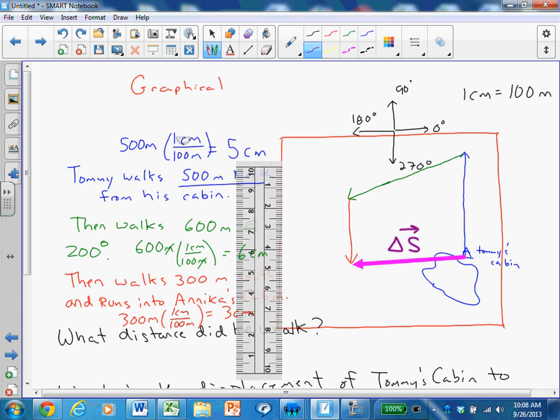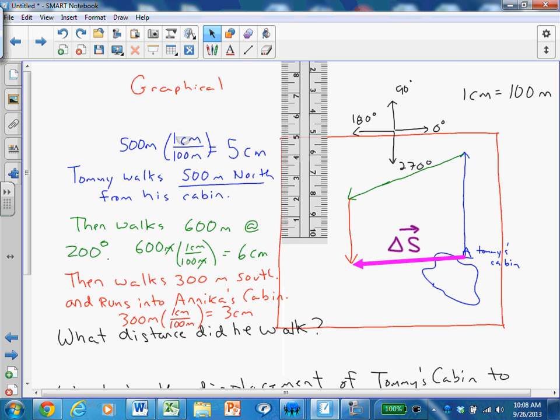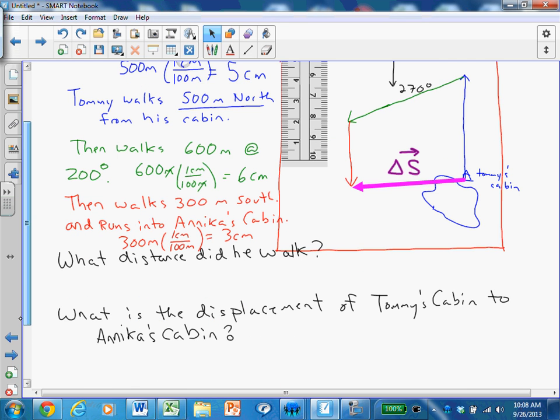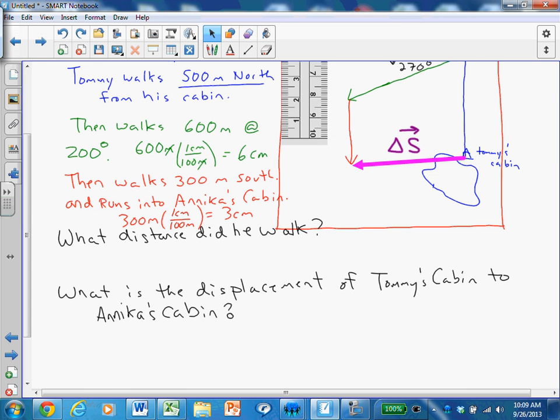But the first step that was asked for was what was the distance of his walk? How do we come up with that? We sum them up, don't we? It's 500 plus 600 plus 300, which is 1,100, 1,400 meters. So delta S is the distance with no arrow above it. And that was 1,400 meters, which is how many kilometers? 1.4.